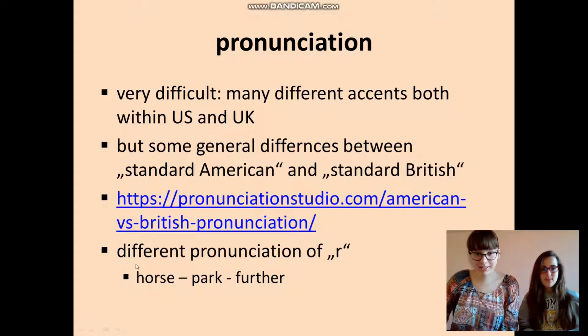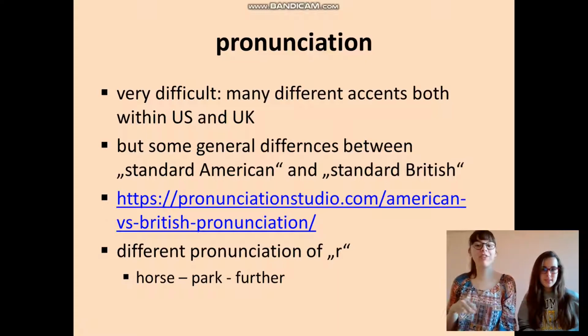Maybe to give just one example, which I read a lot about, it's the different pronunciation of R in American and in British English. And this is only if the letter R is followed by a consonant. If it's followed by a vowel, there's no different pronunciation. But if it's followed by a consonant, like in these words, for example, there's a different pronunciation. In America, you pronounce the R, so you would say horse, park, further. But in British English, you don't pronounce the R. So you would say something, and this will sound horrible now, like horse, park, further.